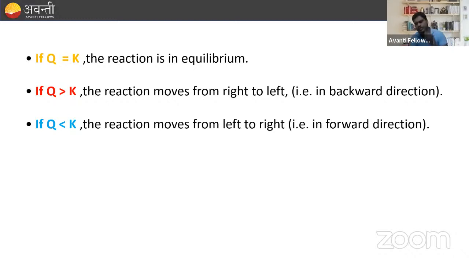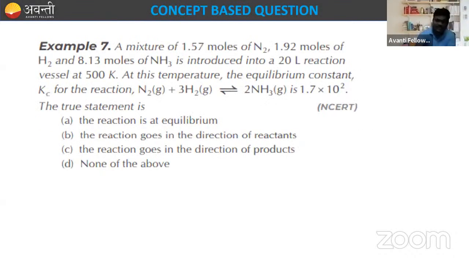So just remember once more: if Q is equal to K, then the reaction is in equilibrium. When Q is greater than K, the reaction moves from right to left, that is, it proceeds in the backward direction. When Q is less than K, the reaction moves from left to right, in the forward direction. I hope this is clear to you.